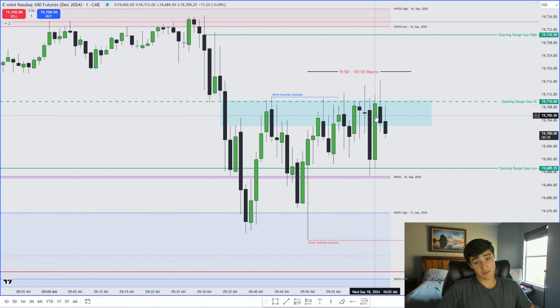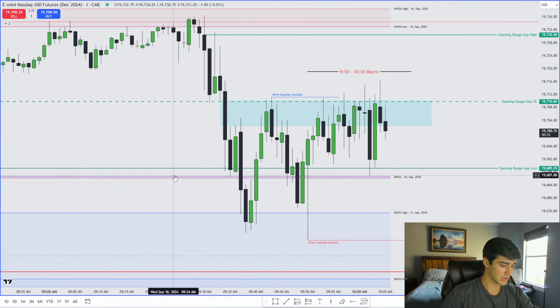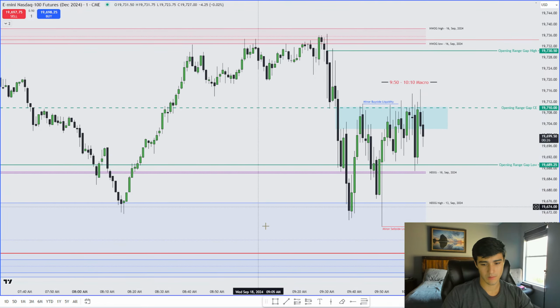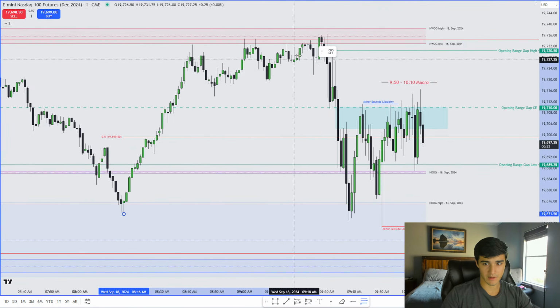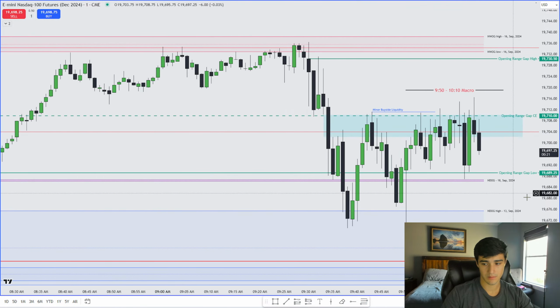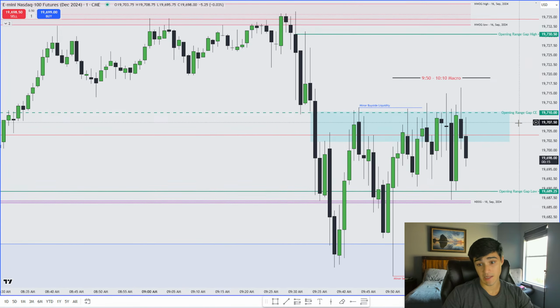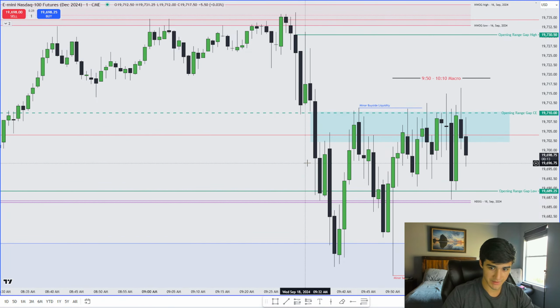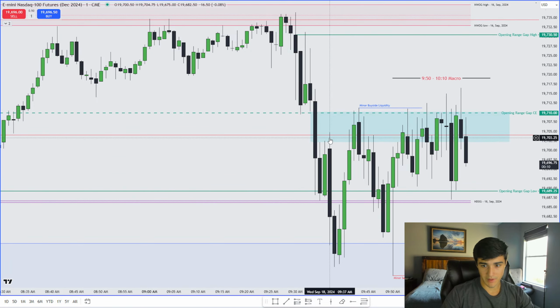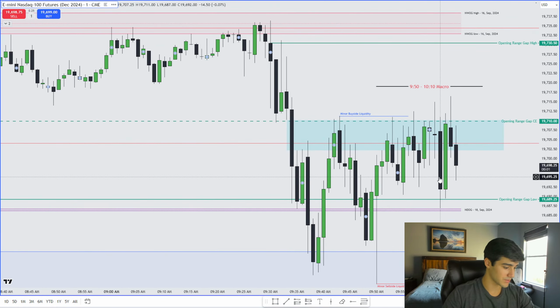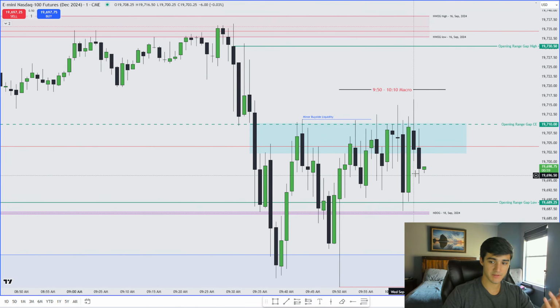So this definitely saved me a low quality setup right here. That is a rule of engagement that I have. I do not sell cheap discounts. I buy cheap discounts, I don't sell them. Because we were below equilibrium of this range, I'm not taking the market short here. But I could have had a quick little 26 handle scalp there. It's not really something I look for though.